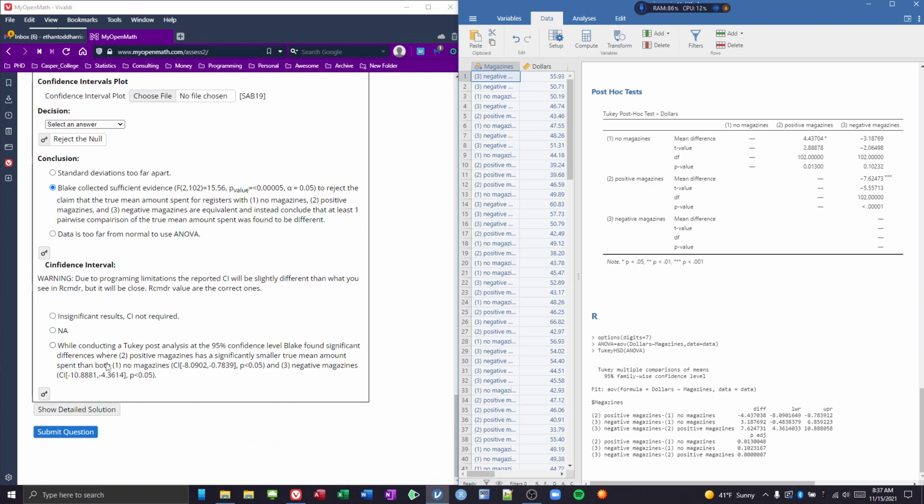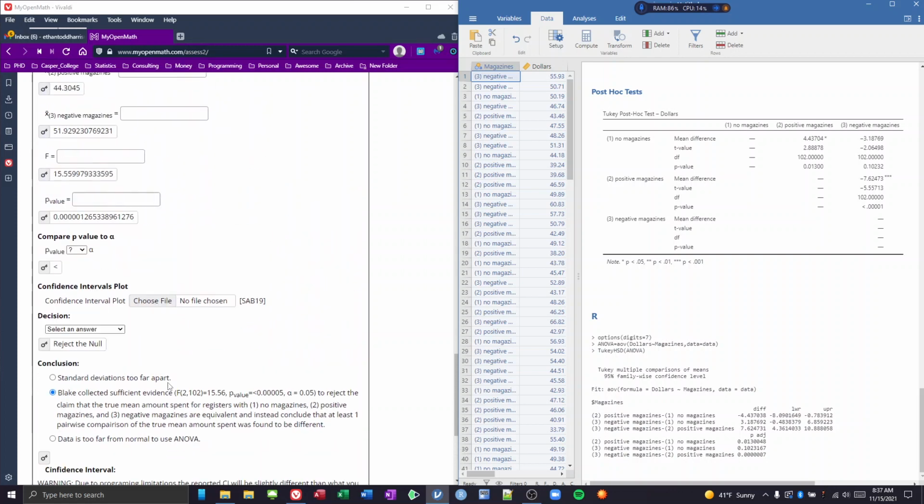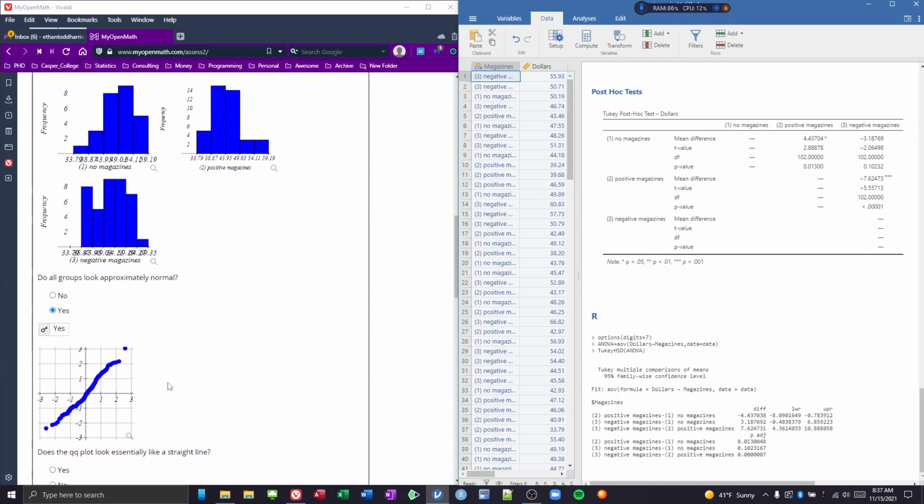So here we say that while conducting a Tukey post hoc analysis at the 95% confidence level, Blake found significant differences where positive magazines has a significantly smaller true mean amount spent than both no magazines. This is the confidence interval that we found, and negative magazines. So that's how you go ahead and do your Tukey post hoc test. And that's how you wind up doing all of your stuff for Anova.